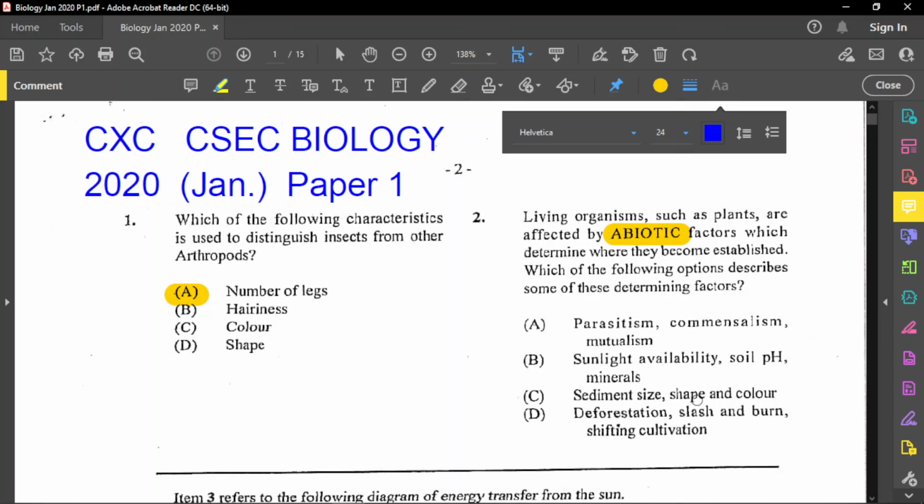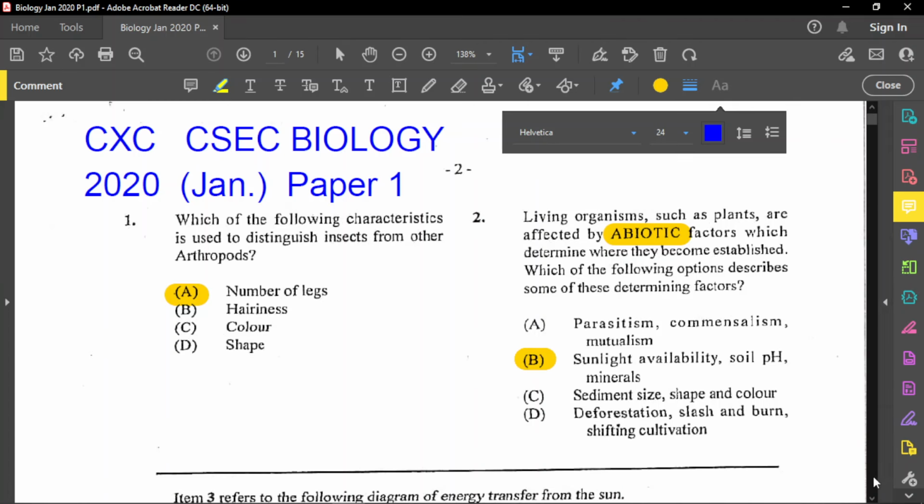All right, the sediment size may affect some organisms. The shape also may affect certain organisms, especially organisms that live in the crevices of rocks. However, the color is not necessarily a major thing that's going to affect them. So it's a good answer, but it's not the best answer. All right, deforestation, slash and burn, and shifting cultivation. Yeah, they are actions of man, and men are living organisms as well. But they are not necessarily classified as biotic in themselves, right? It's an action by a biotic factor. So our best option here for a factor that affects where organisms become established is definitely B.